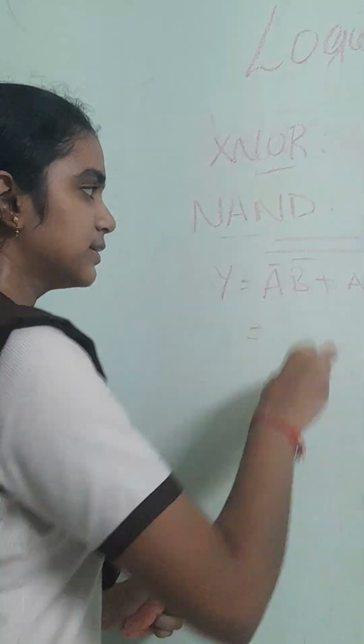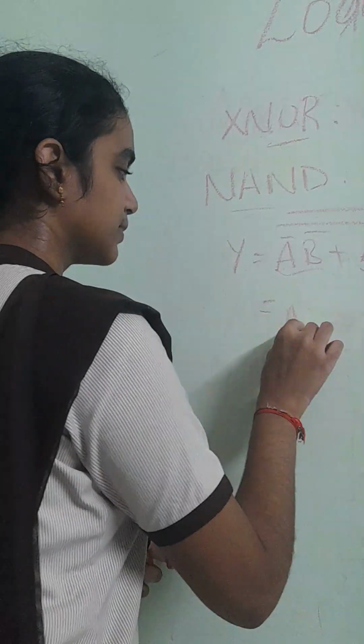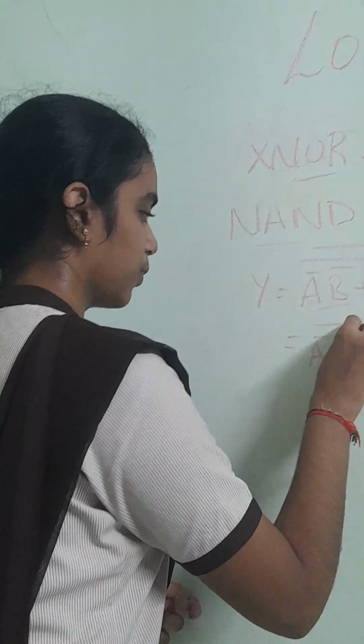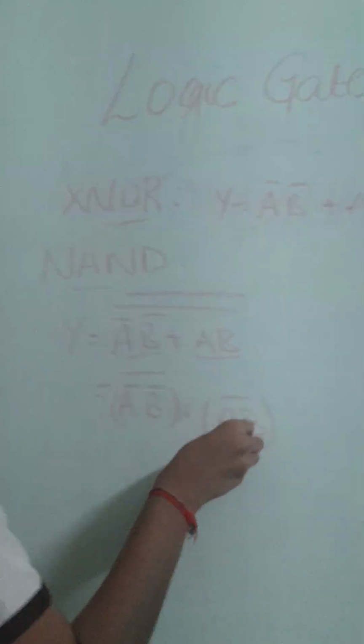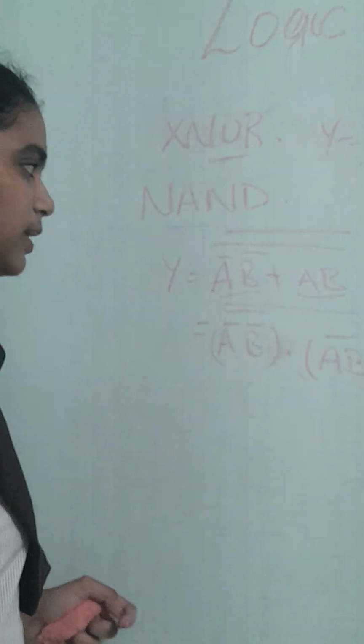So this is our form A bar plus B bar. So A bar plus B bar is A bar into B bar. So A bar B bar whole bar into A B bar. Let's take a double bar as this.